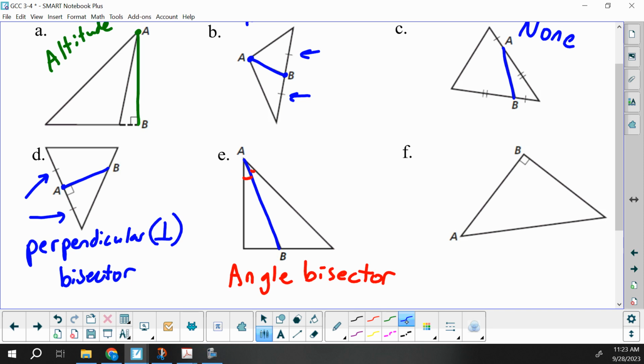And for our last problem for this video, here's AB. We've got a right angle, so we would want to think either altitude or perpendicular bisector. The altitude needs to start at a vertex, which AB does, and then forms a right angle with the opposite side. AB does not go through the midpoint of a side, so this would be our altitude.